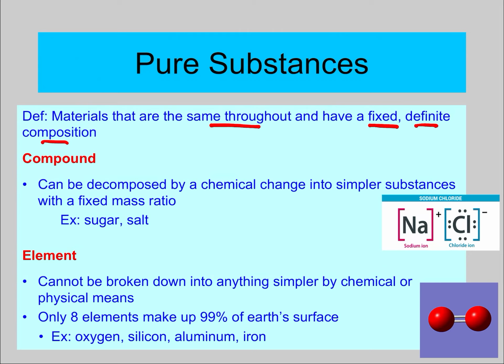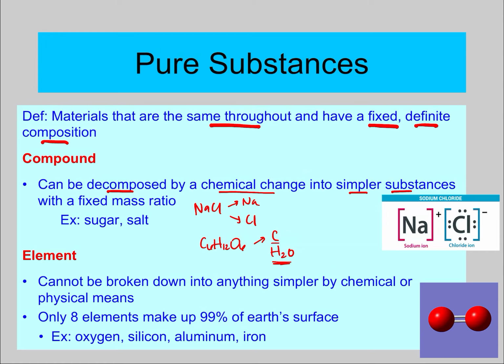Now a compound can be decomposed by a chemical change into simpler substances, meaning it can be broken down into its elemental state. So if I take sodium chloride, I can break sodium chloride into sodium and chlorine. If I have sugar, sugar is and it can be broken down into carbon and water. Whenever you burn sugar, that's essentially what you're doing, is you're boiling off the water and you're leaving behind a carbon substance, which doesn't smell or taste all that great.